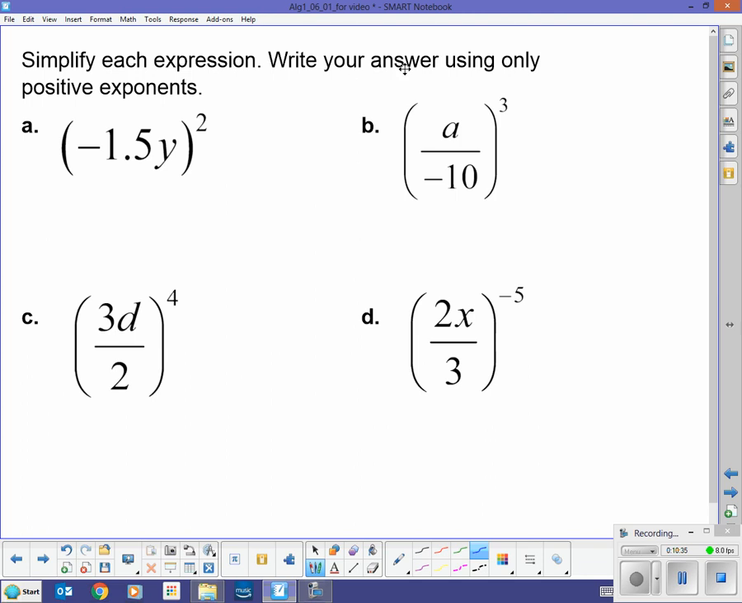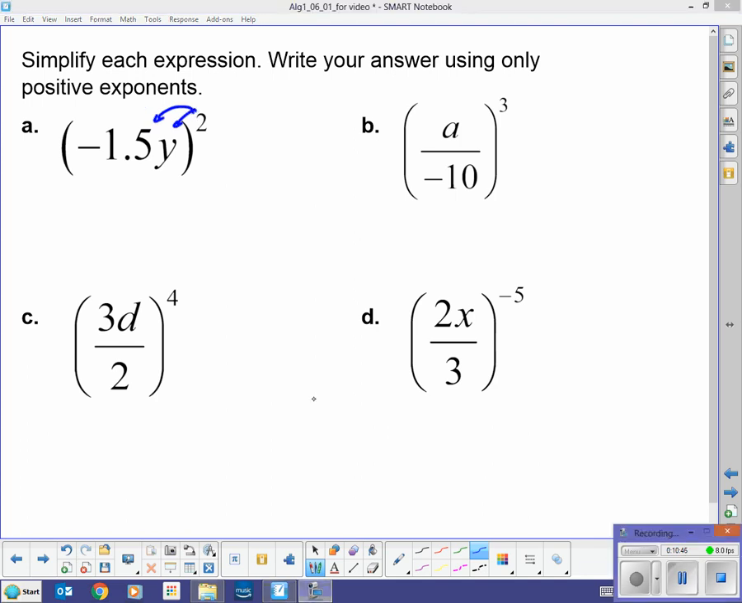Okay, so let's take a look here. Simplify each expression and write your answer using only positive exponents. Okay, so I have negative 1.5 squared and then y squared. A negative squared would be a positive, so this is positive 2.25, and then y squared. For b, I would take a to the third power over negative 10 to the third power.